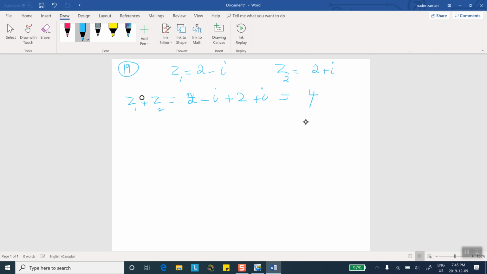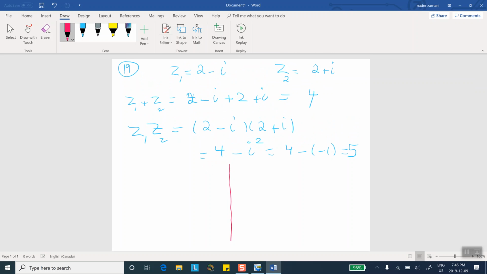What else do we want? z1 times z2. Let's work it out. It's going to be 2 minus i times 2 plus i. And this is going to be 4 minus i squared. I'll let you FOIL it. And this is going to be 4 minus, minus 1, so this is 5, okay? So it says plot z1, z2, and z1 plus z2 and z1 times z2. Let me use a different color here, right there.